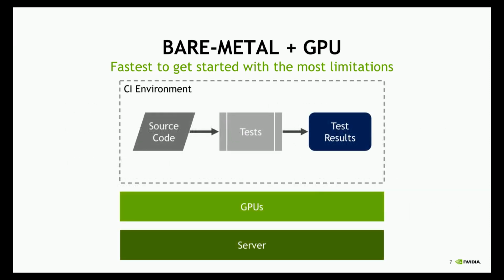So what does it look like from a visual perspective? We've got the server, we've got the GPUs, could be one or more, and then the CI environment just sits on top. Source code feeds into the tests, the tests go to the test results, and it gives you the thumbs up, thumbs down: are we good? And you can tie that into a pull request or whatever it might be, so the results.